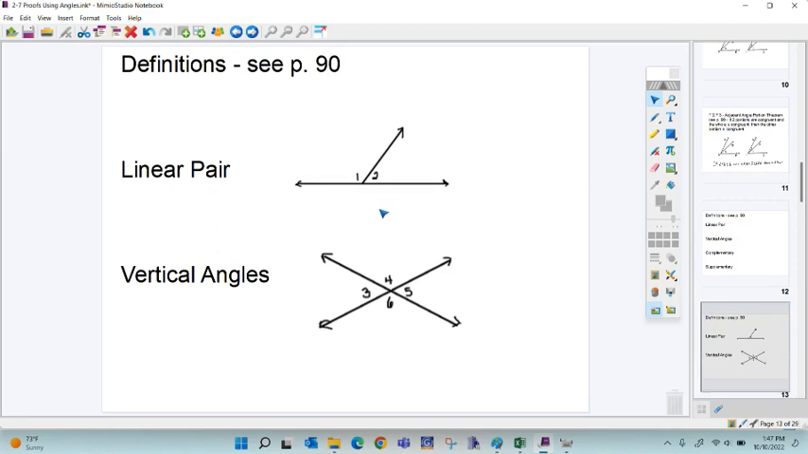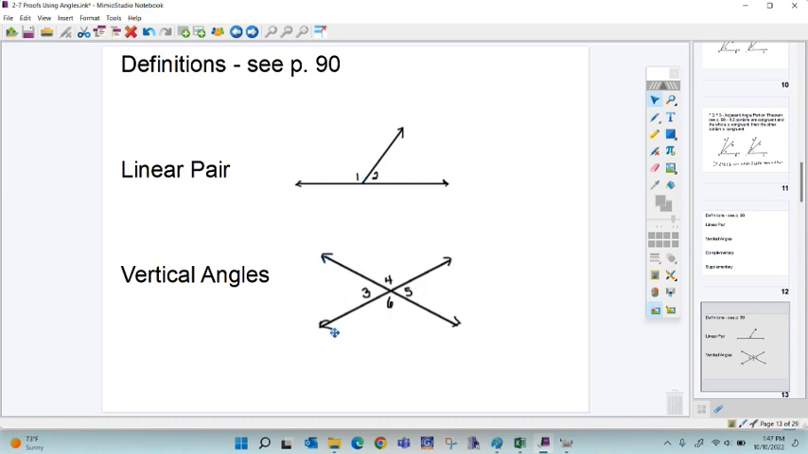Starting with a linear pair. A linear pair, when you put them together, are 2 angles that will make a line when they're put together. They have to be adjacent to each other. So these are adjacent angles that when you put them together, you get a line. So angle 1 and angle 2 form a linear pair.